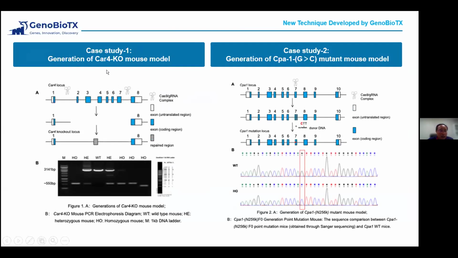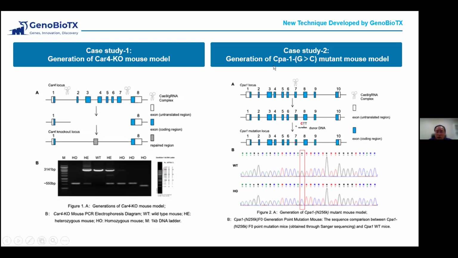This is case study 1. We generated a CR4 knockout mouse model. We knocked out from exon 2 to exon 7. And you can see here, from the 7 new pups, we identified 4 homozygous mice. Those are all F0 mice. And 2 heterozygous mice and 1 wild type. This is for a conventional knockout mouse.